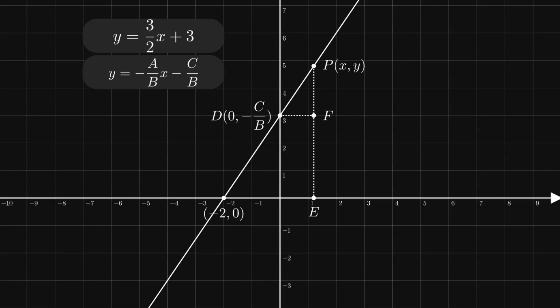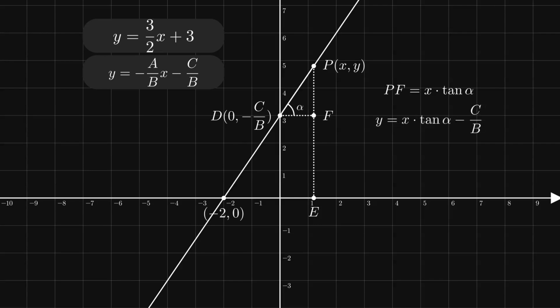We can see the distance FE is minus c over b. So let's think of the distance PF. Here the DF is x, and if we set the angle PDF as alpha, then we can easily get the PF distance. That is, PF equals x tan alpha. Here the tan alpha is just the steepness or the slope of the line, which is constant for all the points on the line. And hence y equals x tan alpha plus minus c over b.